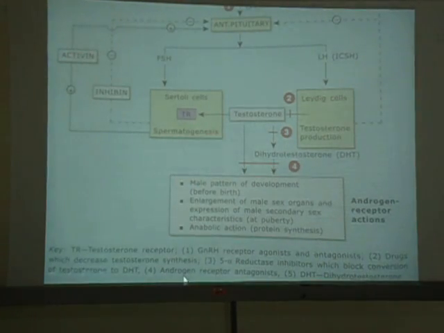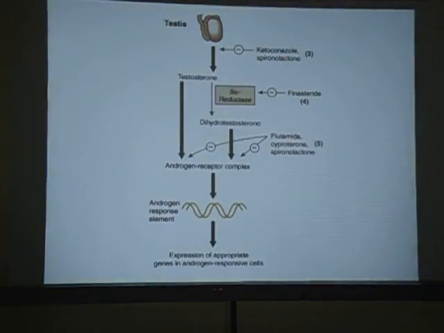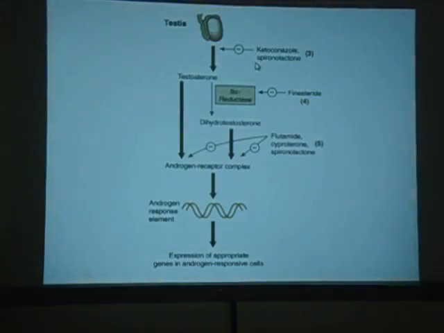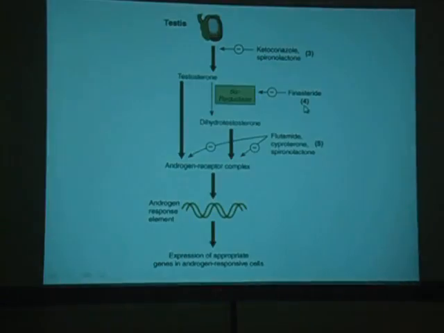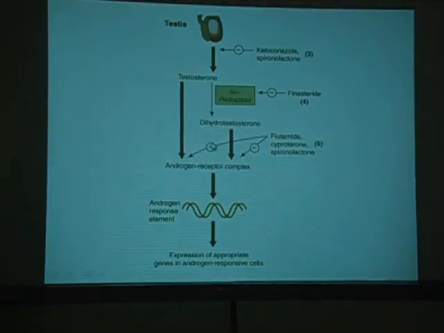From there we have the receptor antagonists at the phase 4, where they are competitively inhibiting the binding there, the androgen receptor antagonists. Here you can see ketoconazole and spironolactone, they are inhibiting the release of testosterone. 5-alpha reductase inhibitors, that is finasteride. Again, here the receptor complex is prevented by cyproterone, spironolactone, and also flutamide.